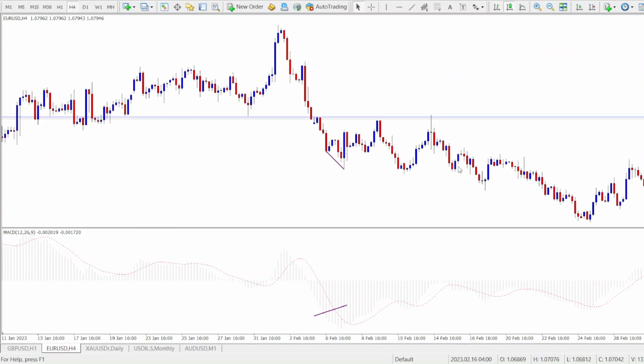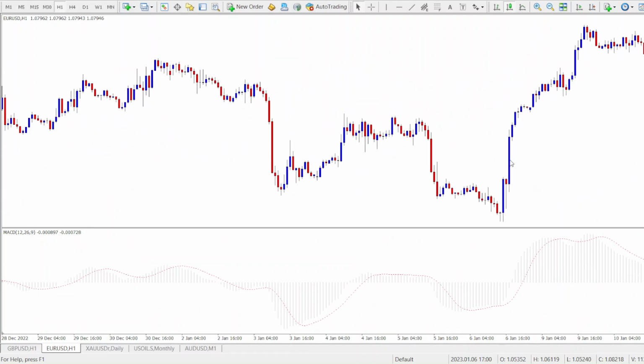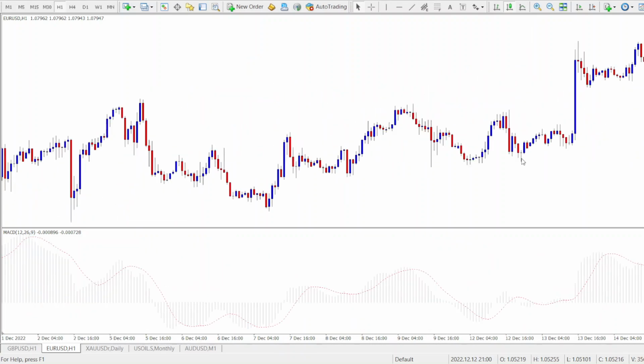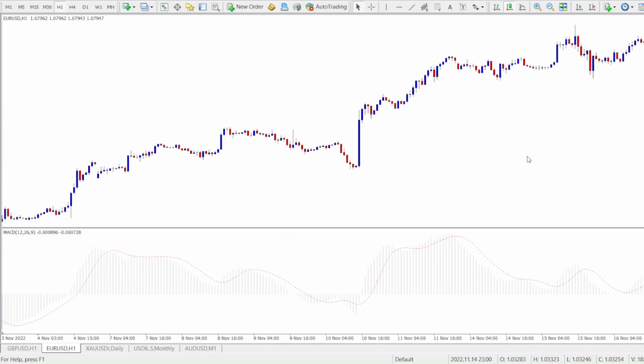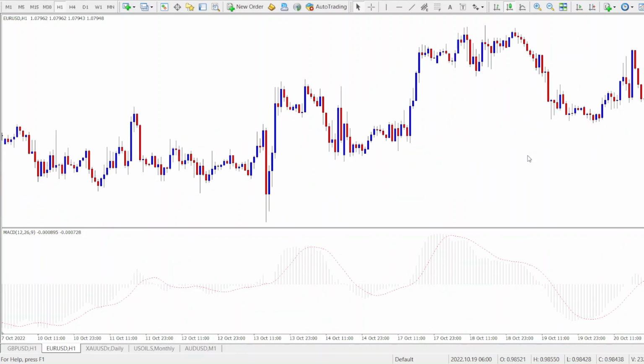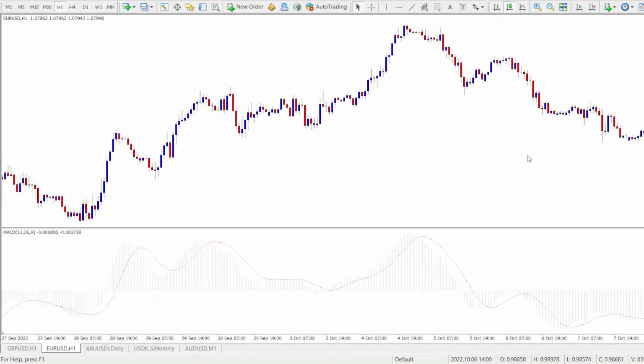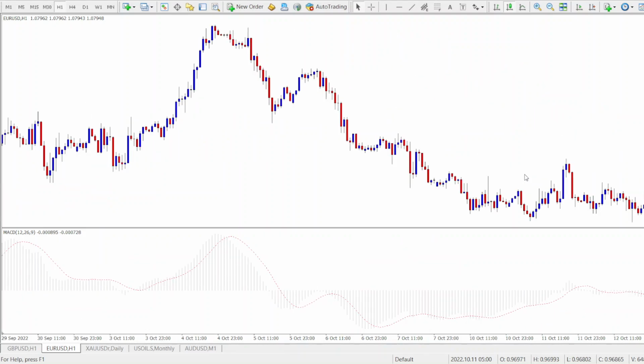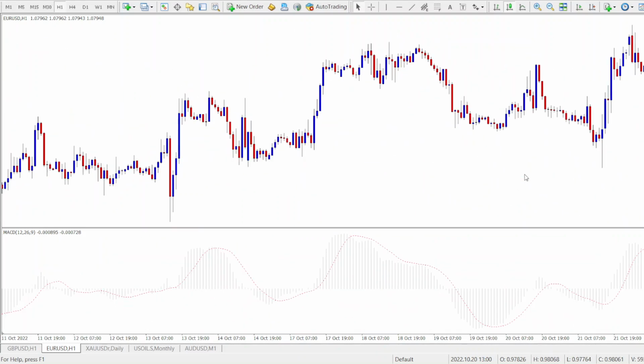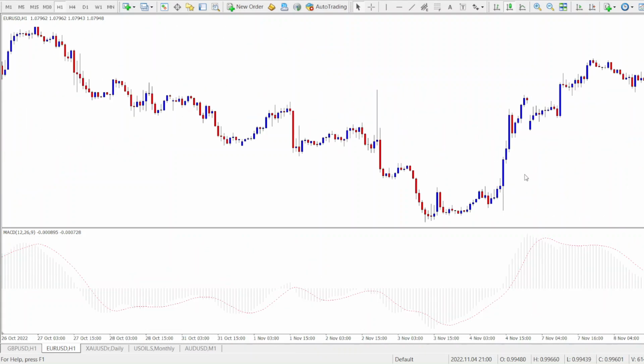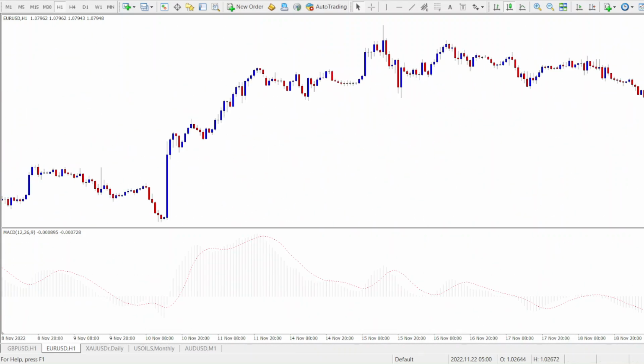So when you find a divergence, if you are in a sell trade and you find a bullish regular divergence, then you might want to exit your sell trade. And if you are in a buy trade and you find a bearish divergence, you might want to exit your buy trade.